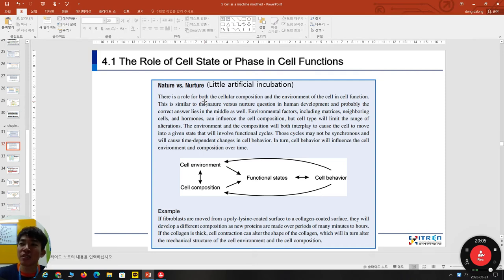But still, they need to be nurtured, because there's no 100% perfect condition to mimic nature, right? But anyhow, you try to mimic it. For example, when fibroblasts move from a polylysine-coated surface to a collagen-coated surface, they will develop a different composition as new proteins are made over a period of many minutes to hours. Even if the collagen is thick, cell contraction can alter the shape of the collagen, which will in turn alter the mechanical structure of the cell environment and cell composition.